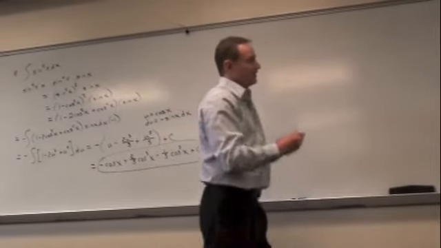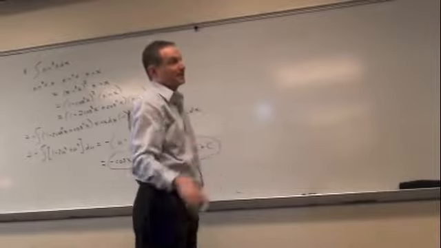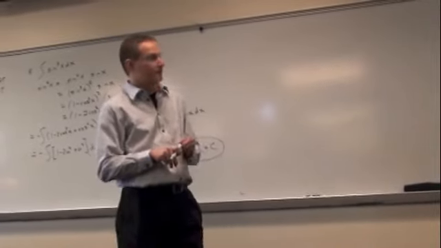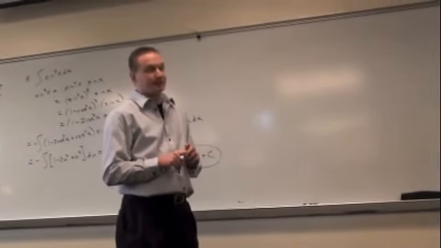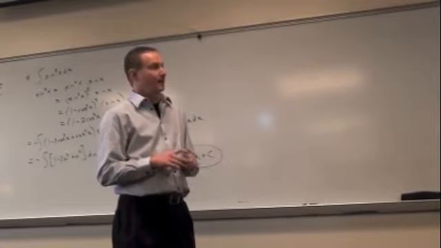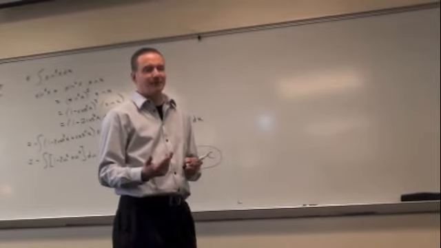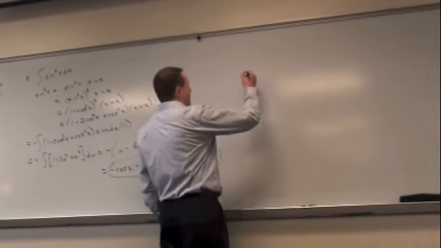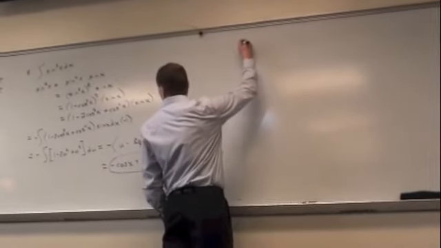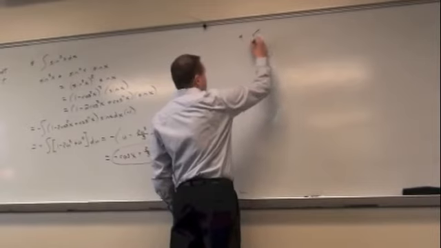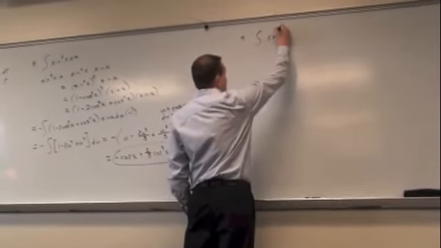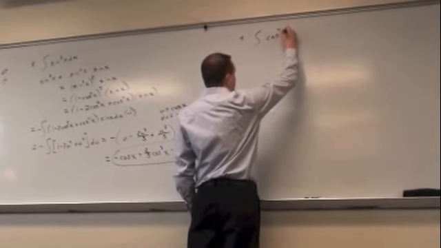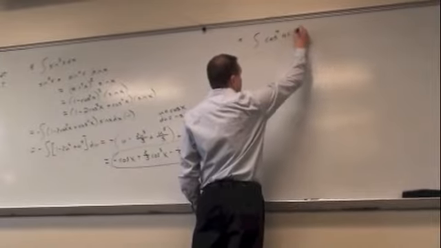It would be nicer if I just said cosine to the fourth of x. It could be misleading because you might get the fours mixed up. But as long as you remember to put a fourth power and a four on the x, it's okay. So this is number 9: the integral of cosine to the fourth of 4x dx.